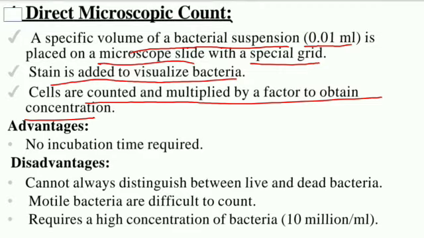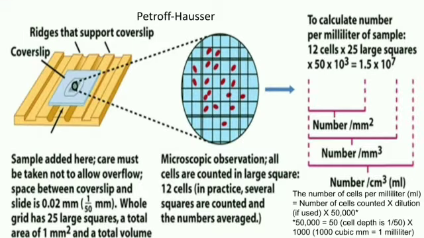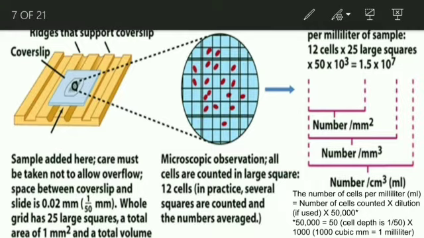Let us see how that direct microscopic count is performed. Here in this picture, you can see the Petroff-Hausser counter, which is the name of the particular counter by which we can measure the number of bacterial cells. Then another point. In this picture, this is the microscopic slide. Now we apply our bacterial sample here, and here you can see a grid appear.